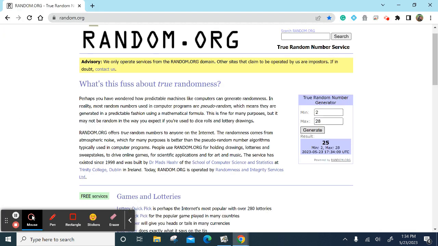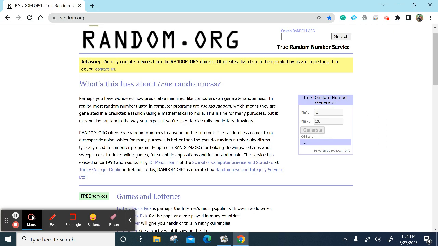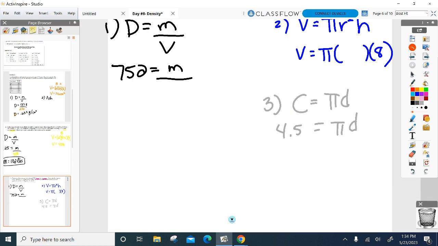What is the circumference formula we use? Pi d. I plug in 4.5 for the circumference. And let's find the diameter so I can get to the radius. How do I solve for the diameter here? Divide by pi, because it does not cancel out in this case. And this sounds like a broken record because you can't do this on the Regents: I'm not rounding. Diameter's not going to give me the mass of the trunk.